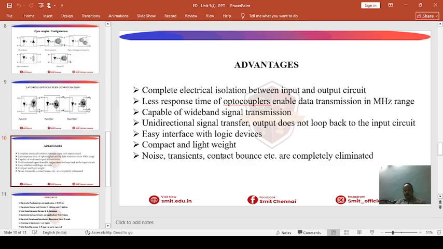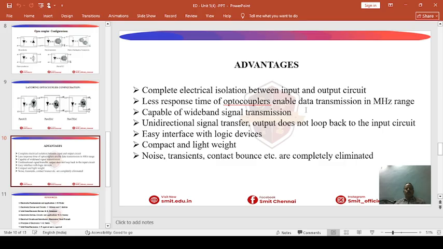The important parameters may include the current transfer ratio, that is called the CTR. It measures how effectively the input current is transferred to the output, then the isolation voltage, then the input current, and the maximum collector to emitter voltage as well as bandwidth, as I already told you. So these are the various factors that we have to take into consideration. The primary advantages of the optocouplers are that it provides electrical isolation, fast response, wide bandwidth, and easy interfacing, very compact in size as well as light in weight, very effective in elimination of the electrical noise as well as transients.